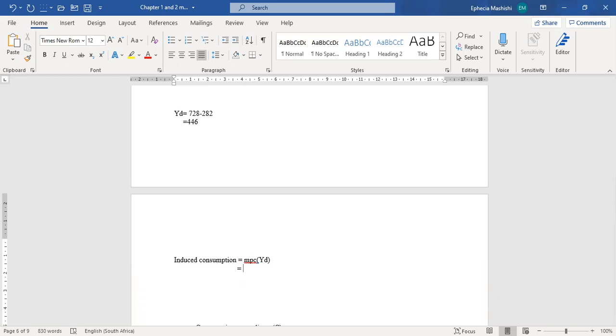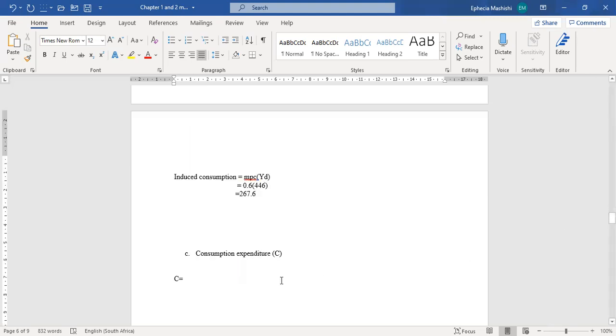Now that we have disposable income, we can calculate our induced consumption. Like I said, our induced consumption is our MPC multiplied with the disposable income. Our MPC is 0.6. We simply multiply that with 446, and that should give us a solution of 267.6. That's our induced consumption.